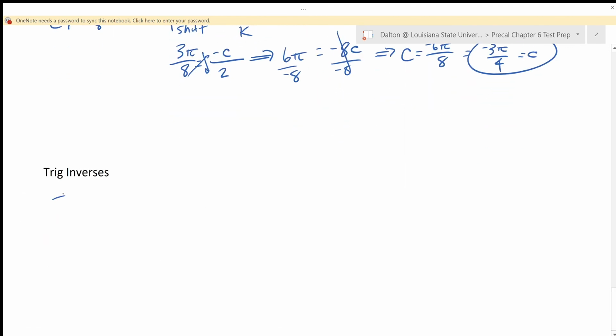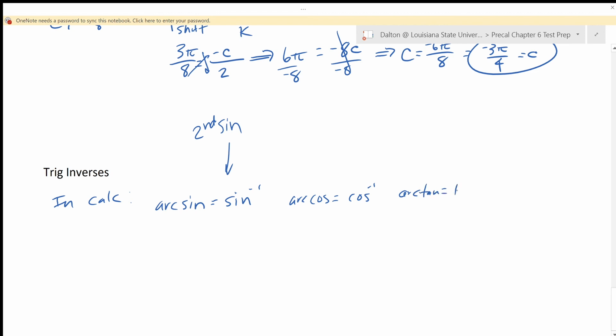In your calculator, if you ever need to graph arc sine, arc cosine, arc tangent, you're going to have to use the second button. So you have to remember that if you have arc sine and you want to see what that looks like, you're actually going to graph sine inverse. And in your calculator, you would hit second sine to type that in. And the same goes for these. Arc cosine is going to be cosine inverse. Arc tangent is going to be tangent inverse.